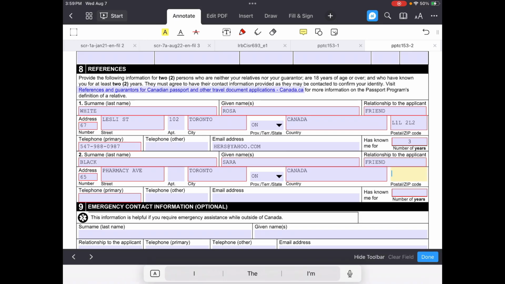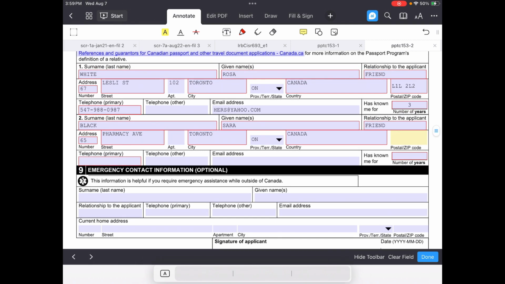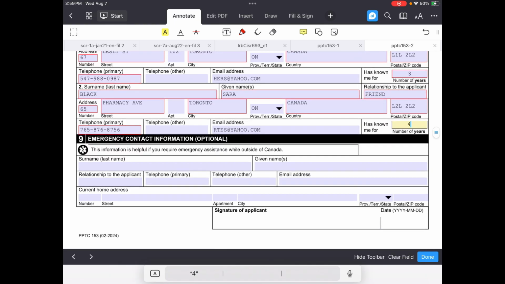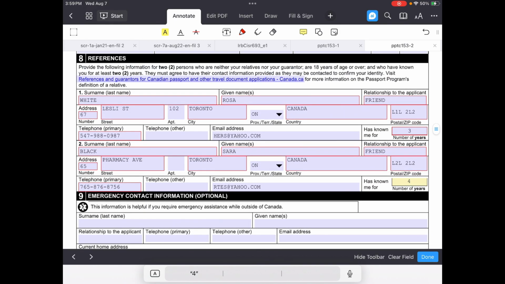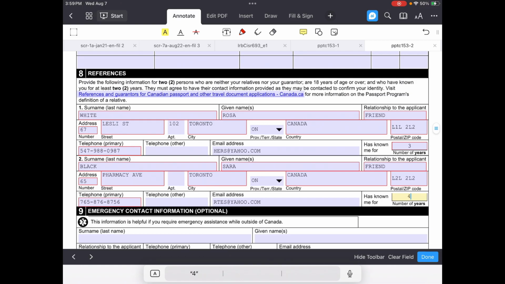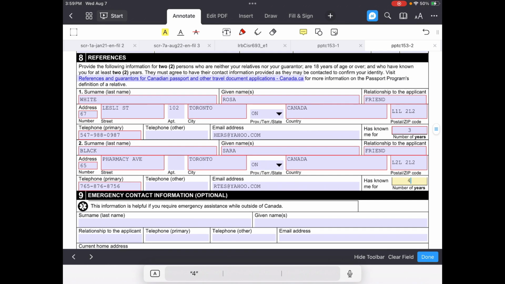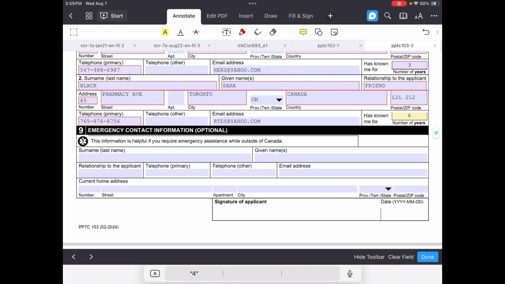The postal code, I can just say again L2L 2L2. Their telephone number. If they have a second telephone number, you just type it there. If not, you just leave it blank. Then for the email address, we're just gonna type their email address, and then answer the question. This question, how long they know you for, we're just gonna say 4. After you're done entering your references' information, you can just either stop the application.